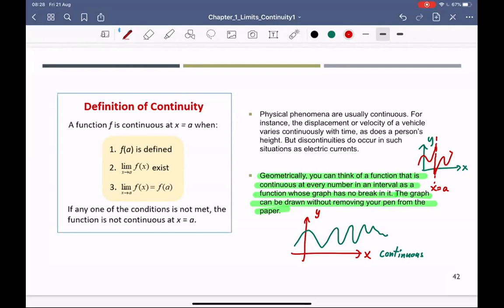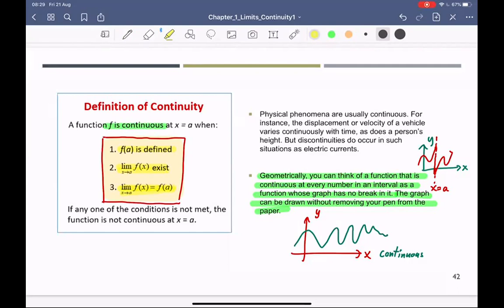In terms of math, you need to memorize these three conditions for a continuous function. We're going to say that f is continuous at a if first, f(a) is defined, second, the limit as x approaches a exists, and the last one is that number one and number two are equal to each other.